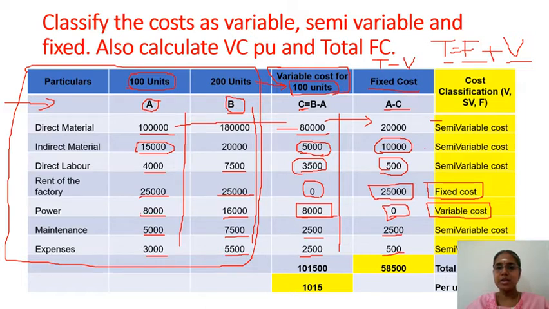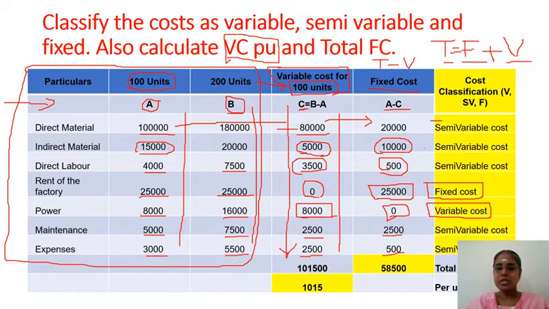Classify the cost as variable, semi-variable and fixed. So this column is the answer for the first question. And next, calculate variable cost per unit is the second question. So you have variable cost for 100 units. So you have to total this column C.